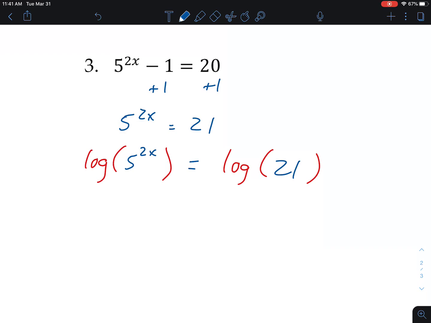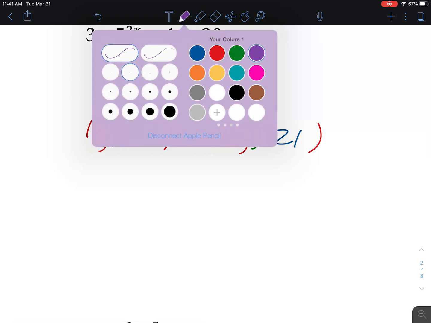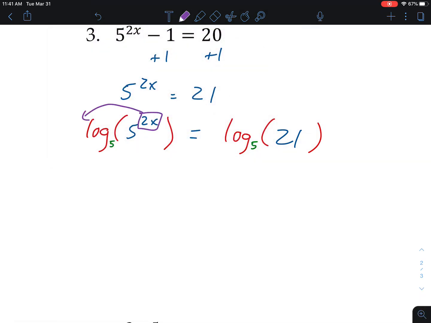Okay, now how do I pick the base of the log? Well, I want the base of the log to match my exponential's base. So I need this to be a 5, and I got to do the same to this side. Log base 5, I'm choosing that so that these two match. I'm basing it off here because this is the one with an exponent. Just as we saw before, the 2x comes out in front by our properties of logarithms. Log base 5 of 5 is equal to log base 5 of 21.